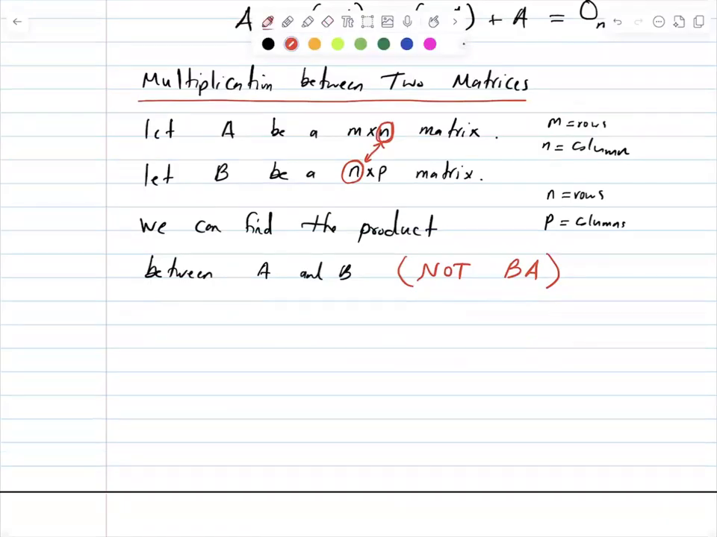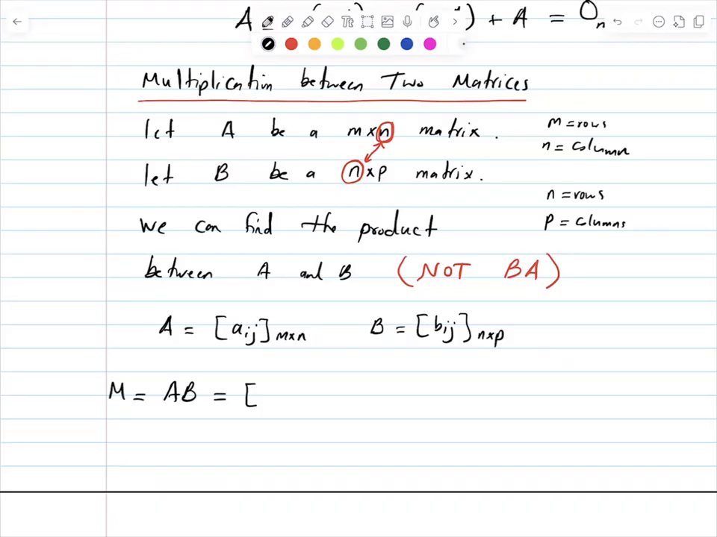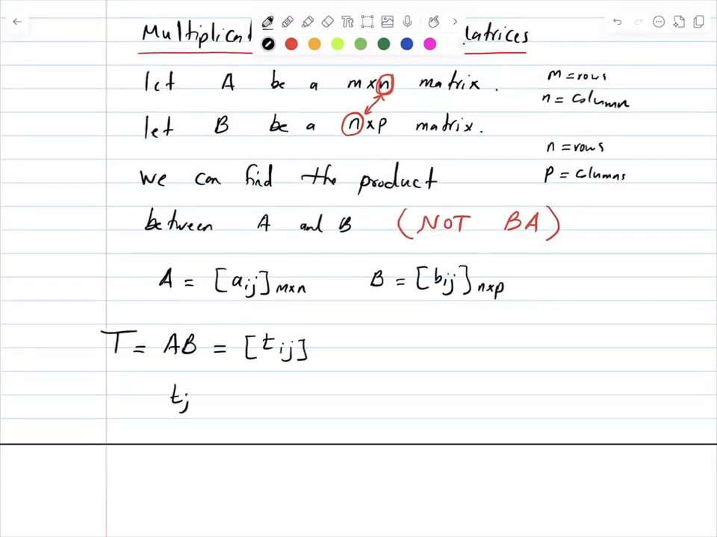I'm going to define the entries of matrix A as A_ij, with m by n size, and matrix B, for example B_ij, with n by p size. If you multiply these two matrices together, you're basically generating a new matrix. You can denote this by C or M, anything that you like. Let me use a different letter because I have m rows and n columns, and I want to avoid any confusion. So let us use matrix T, for example. T sub ij. Now how do we define T sub ij? T sub ij is defined as follows.